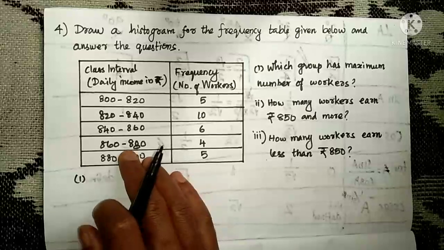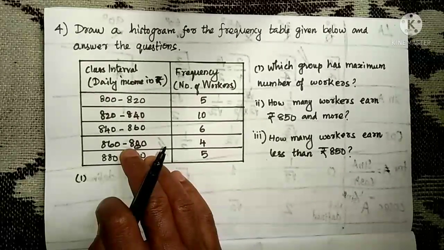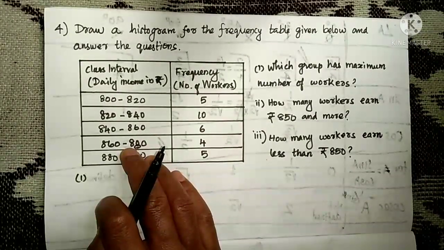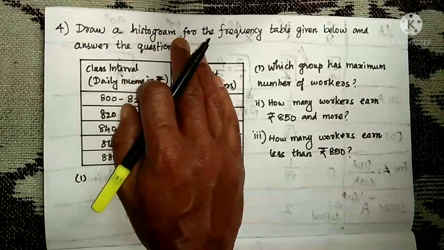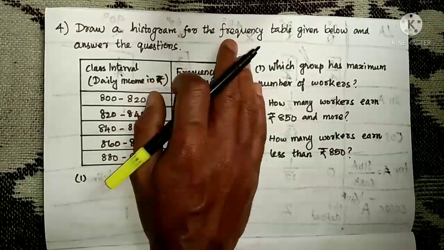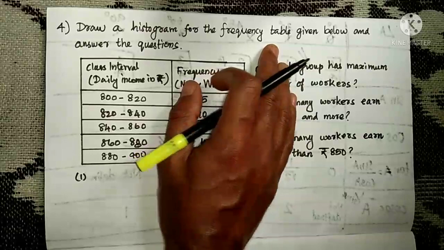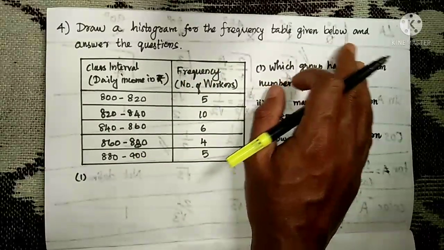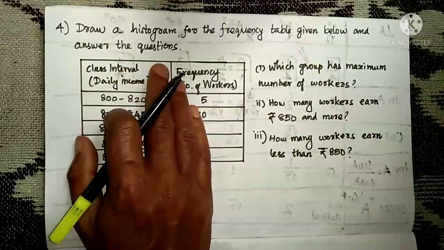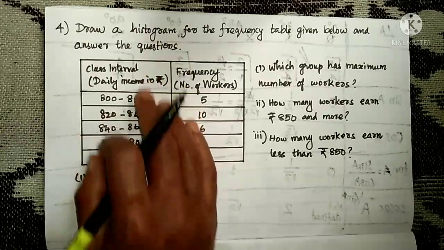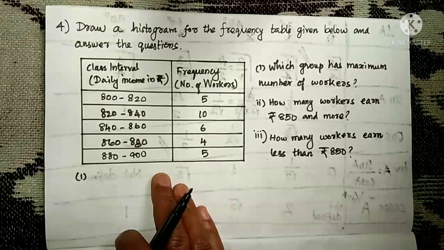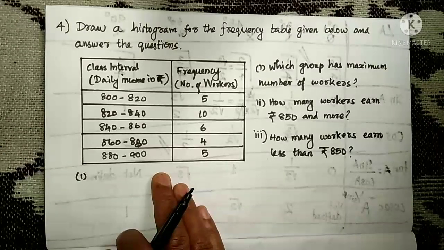Fourth question: for the data given in the third question, we should draw a histogram for the frequency table given below and answer the questions. So here it's a table, based on the data given in the third question.